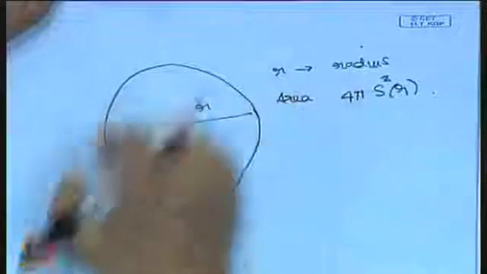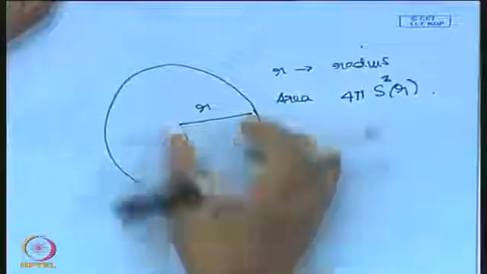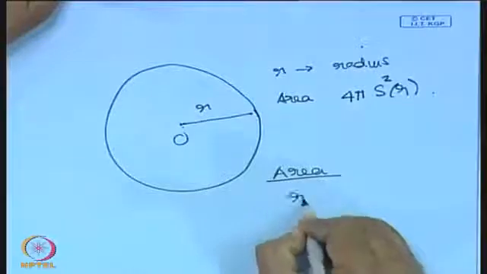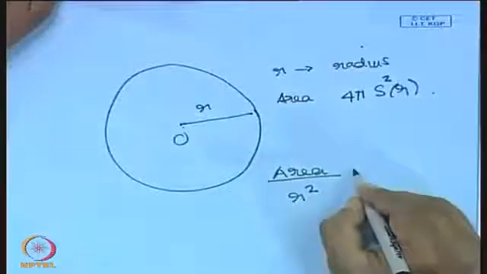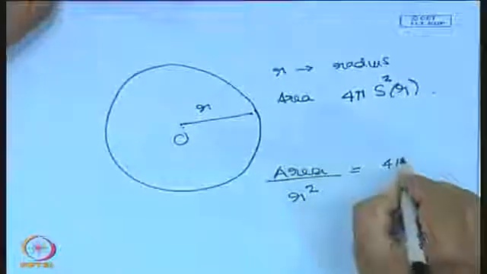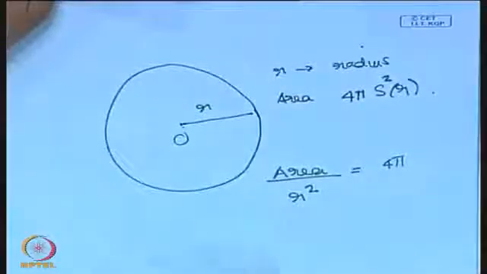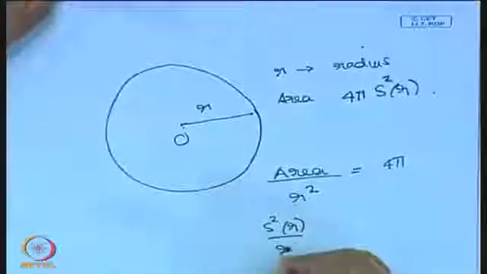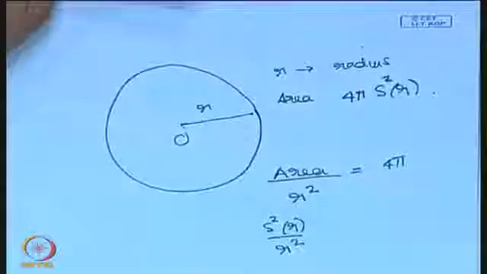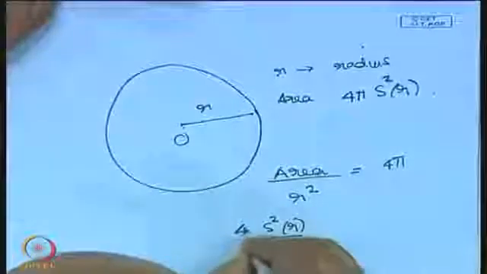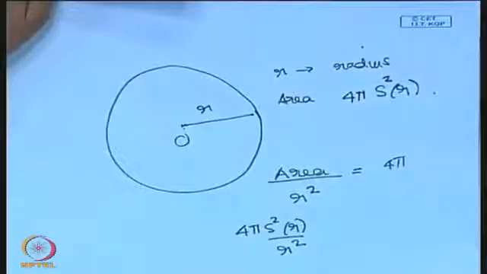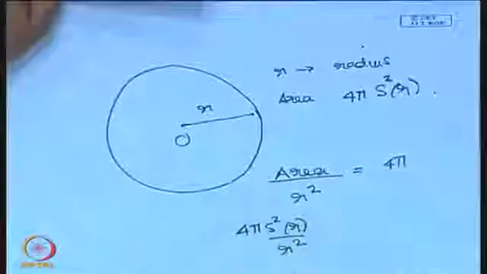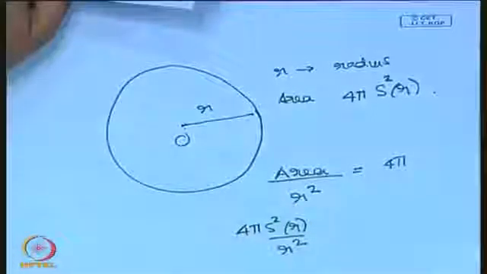Consider the ratio of the area of a sphere to the square of the radius. This ratio in flat space is a fixed number which is 4 pi, whereas in a curved space this ratio becomes 4 pi times S squared of r by r squared, which is not the same as 4 pi. This ratio becomes dependent on r. That is the crucial difference.